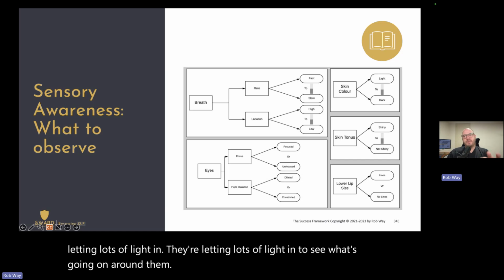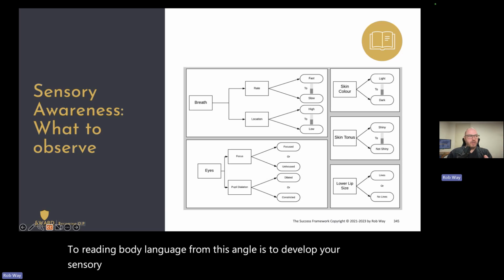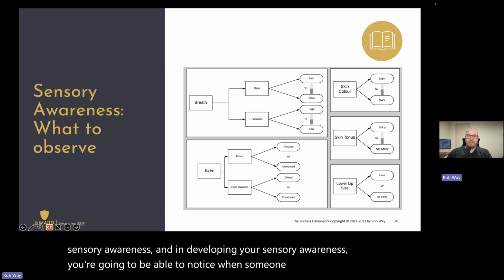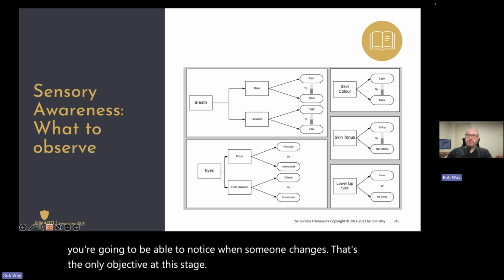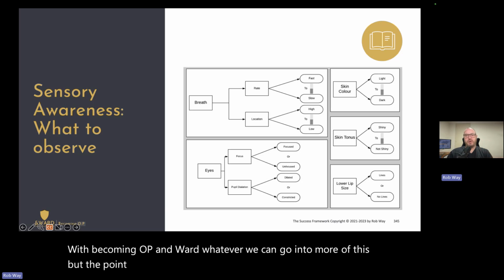And so the first step to reading body language from this angle is to develop your sensory awareness. And in developing your sensory awareness, you're going to be able to notice when someone changes. That's the only objective at this stage. If you choose to do more stuff, we can go into more of this. But the point is you just want to notice changes. That's your goal. Changes means something's changed.